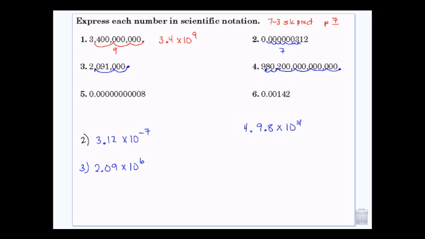If we look at number 5, I need to move my decimal past the first non-zero number, to here. So I'm going to count all of these. 1, 2, 3, 4, 5, 6, 7, 8, 9, 10, 11. So it's going to be 8 times 10 to the negative 11th. There's no decimal because there's nothing after the 8. Does it make sense?